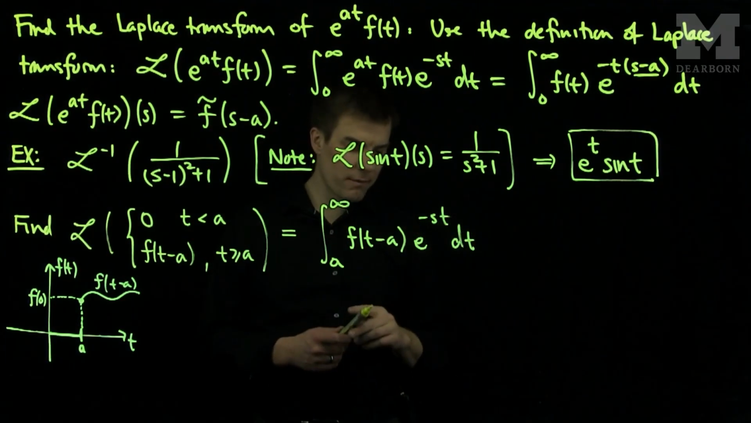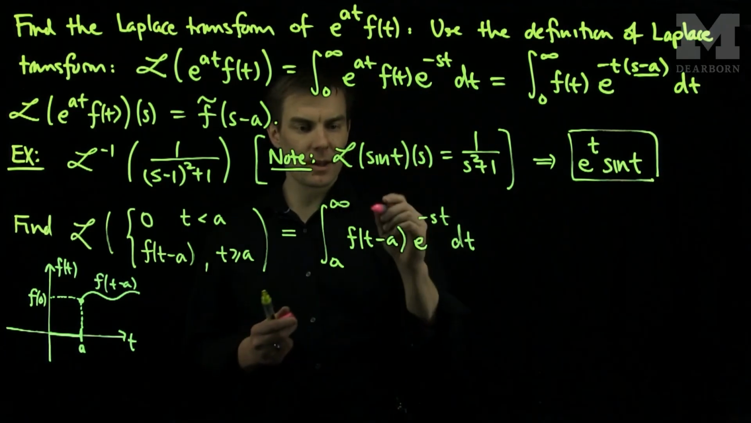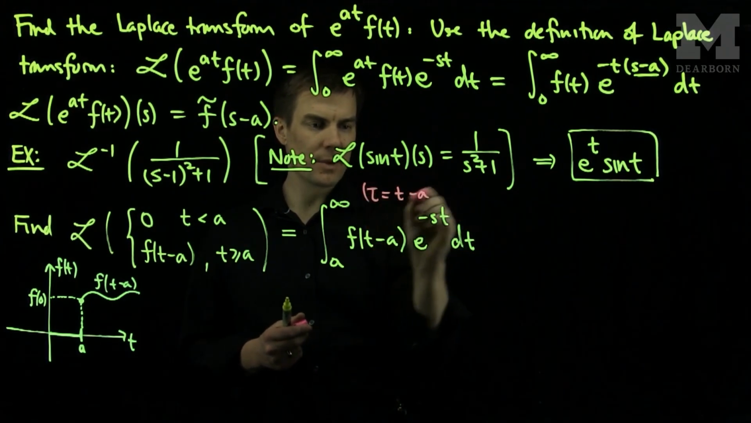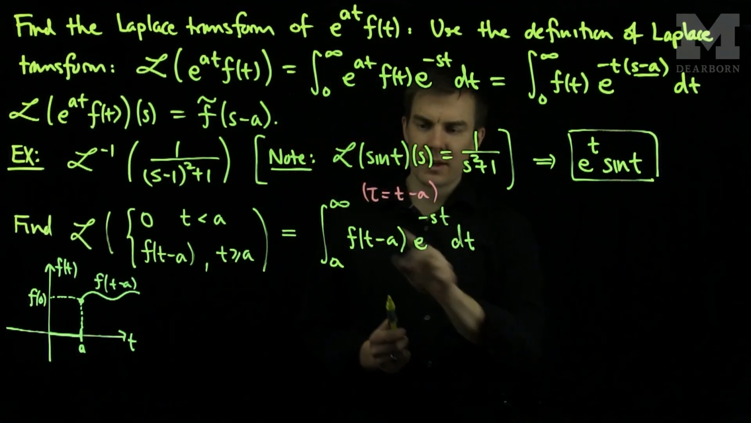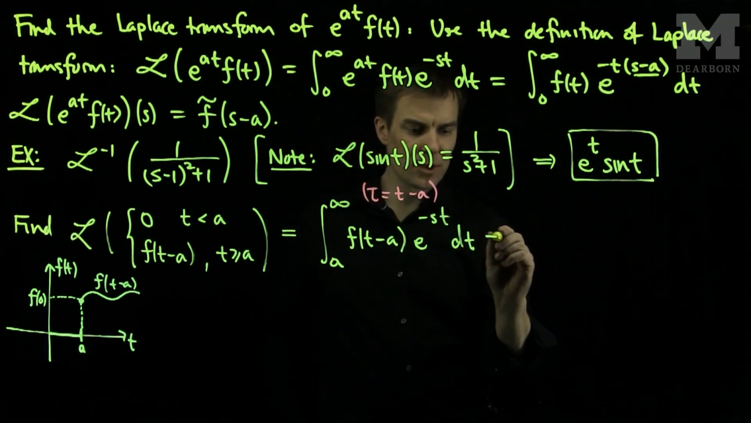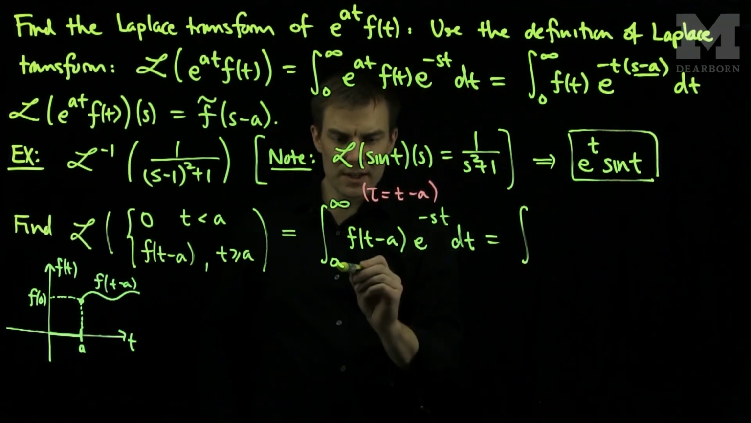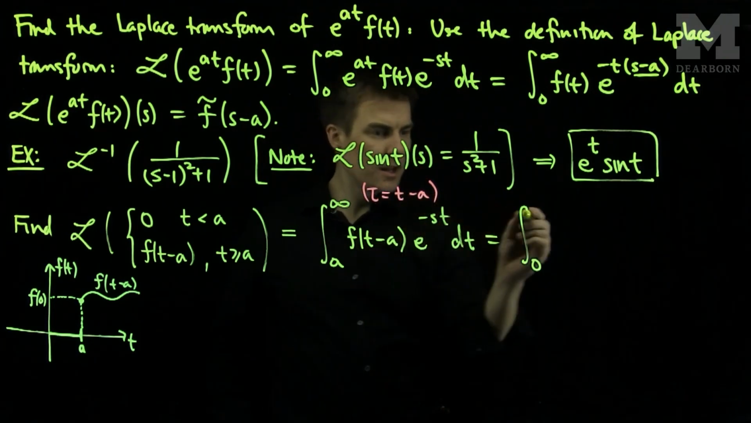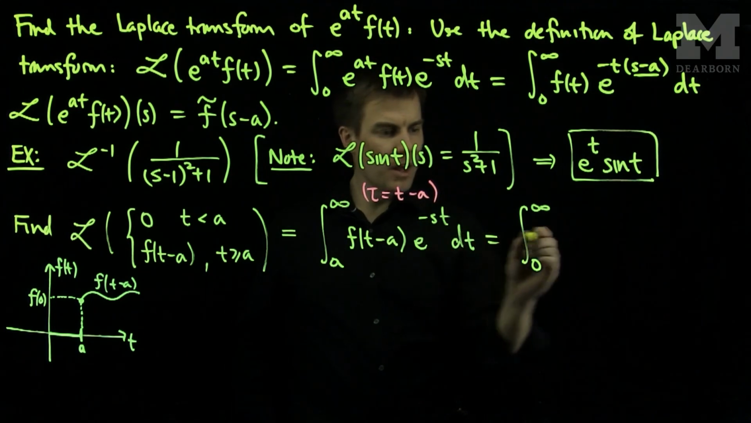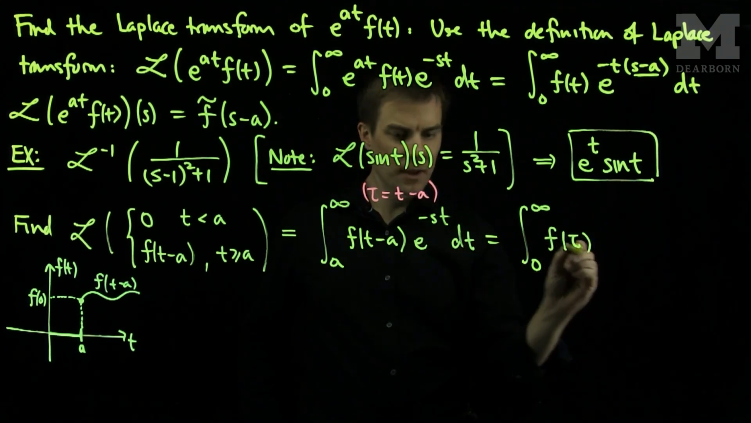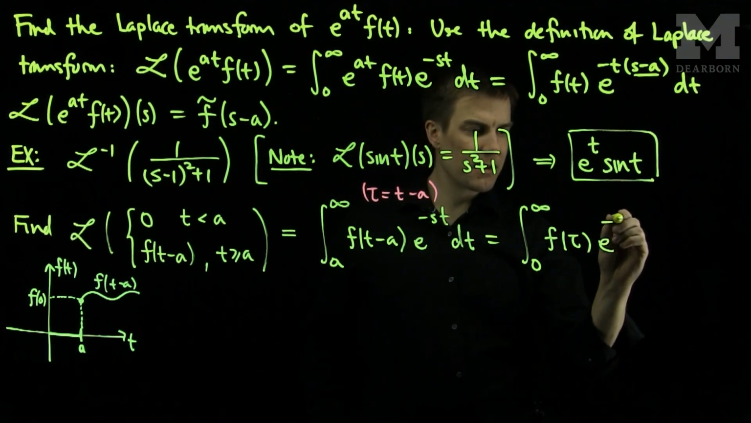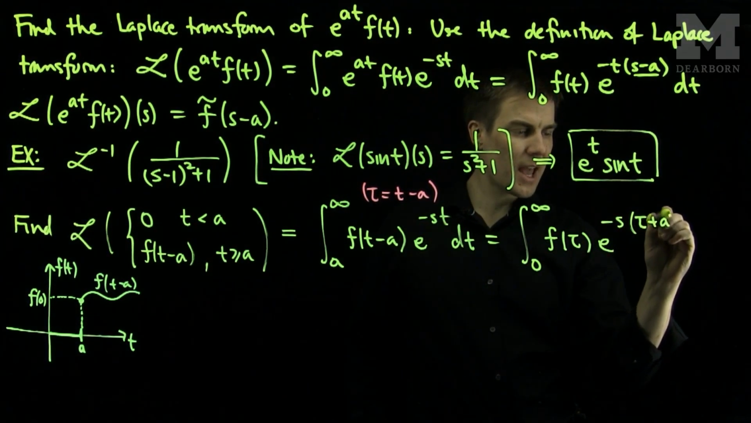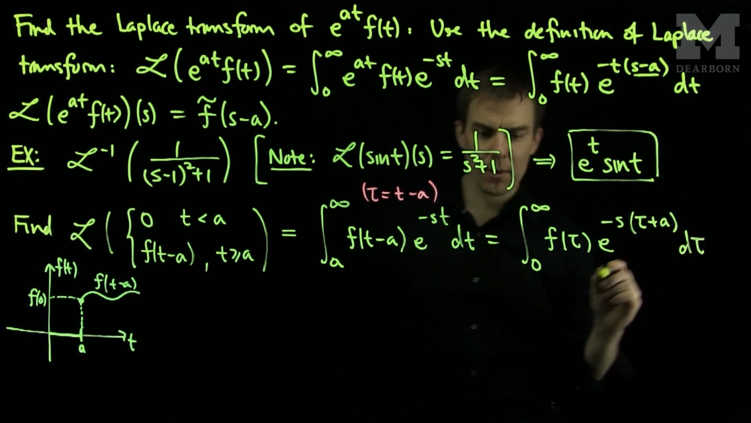Now I will change my variables. What I will do is I will let tau be t minus a as my substitution. If I do this, d tau is dt, so this will be the integral. Now when t is equal to a, tau is equal to 0, and when t is equal to infinity, tau is equal to infinity, and then I will have f of tau, then I'll have an e to the negative s, and t will be replaced with tau plus a, d tau.